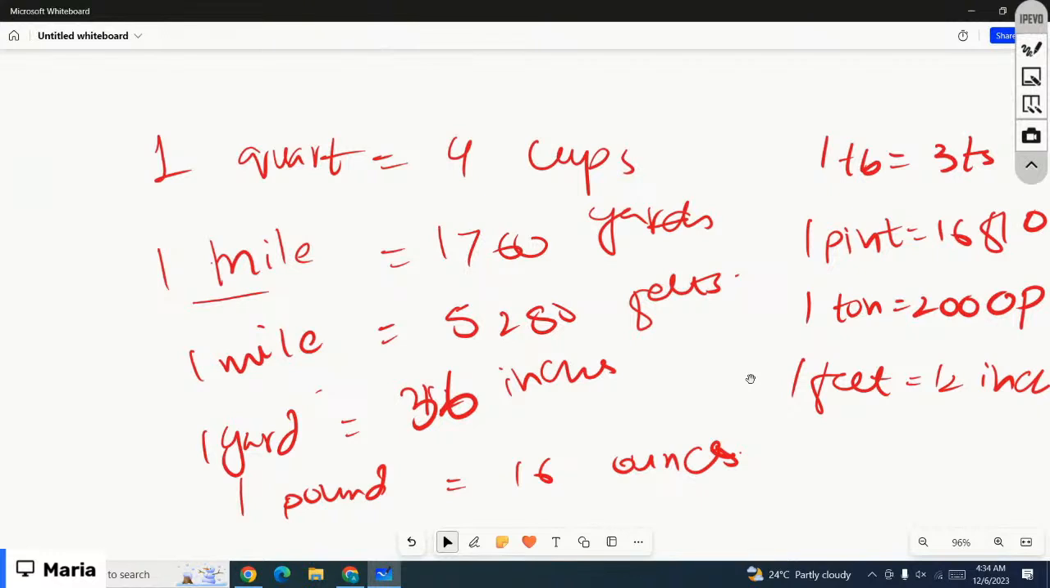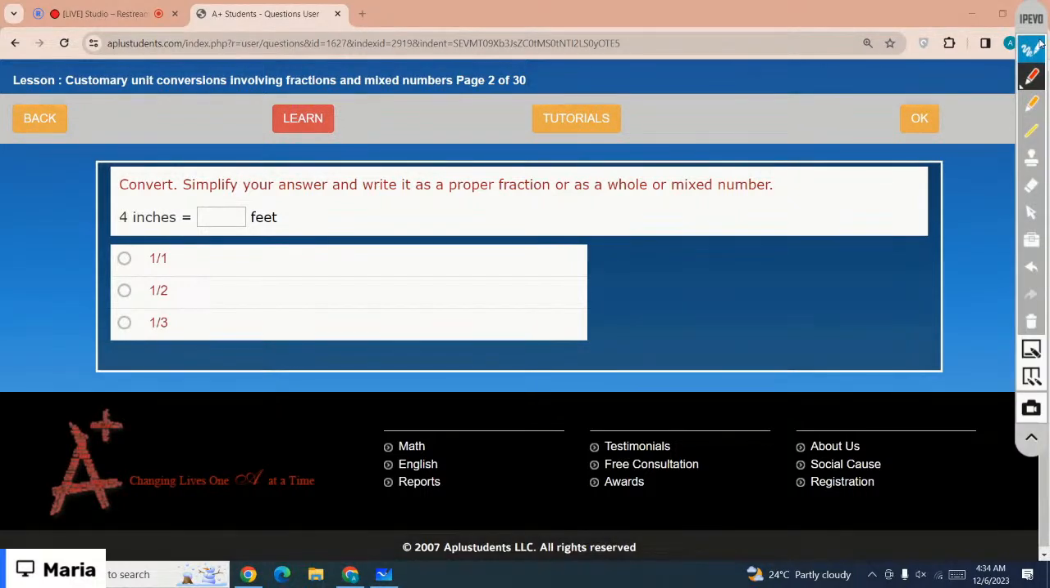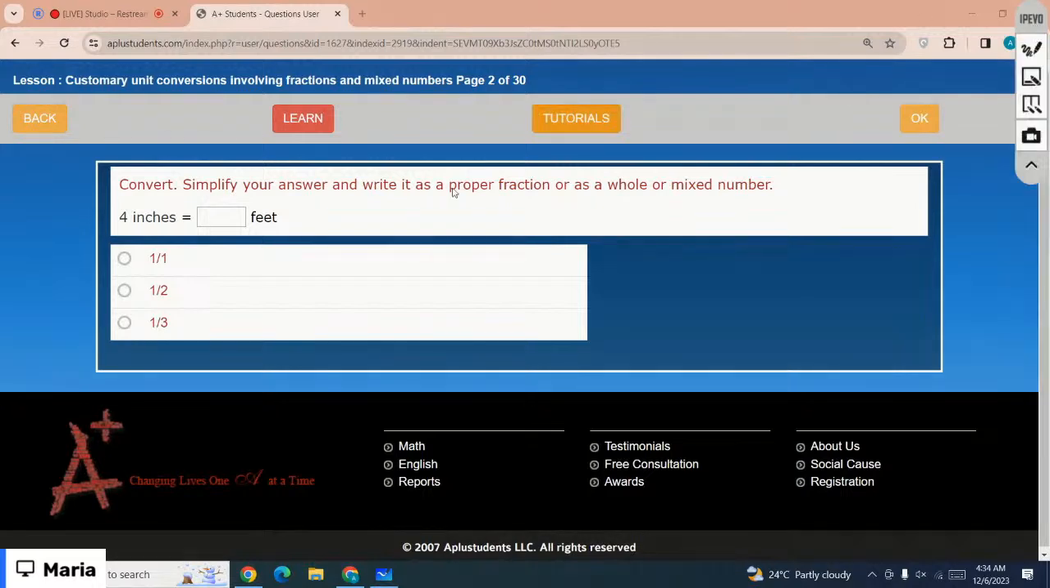1 foot equals 12 inches, right? So you have 4 inches. So 4 inches equals, then you have to divide it by the 12, right? So 4 over 12 equals, because you are converting from inches to feet, so you have to divide it by the 12. So 4 over 12 equals 4 times 1 is 4 and 4 times 3 is 12. So the correct option is 1 over 3, right? 4 inches equals one third of a foot. The correct option is 1 over 3.